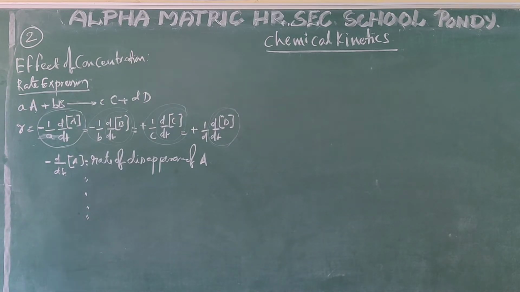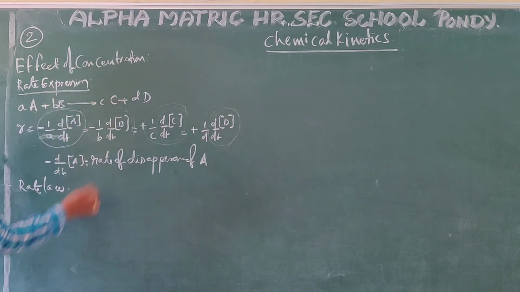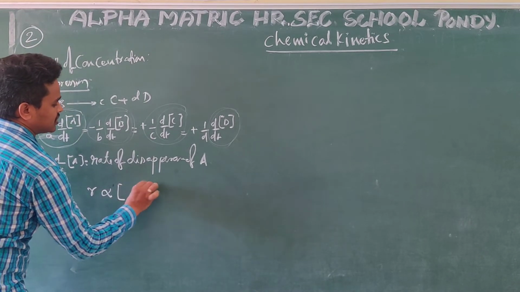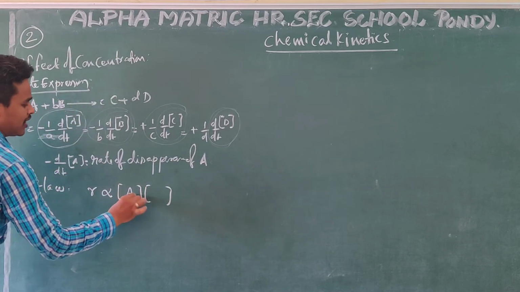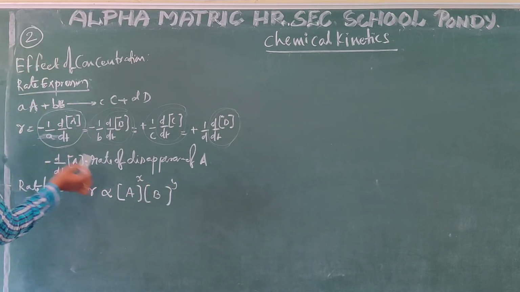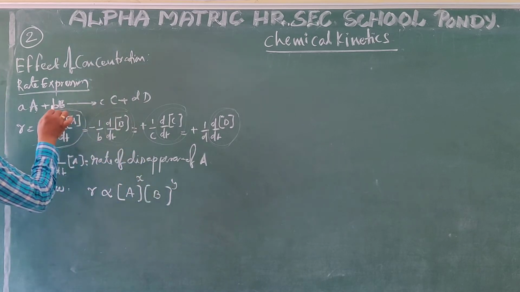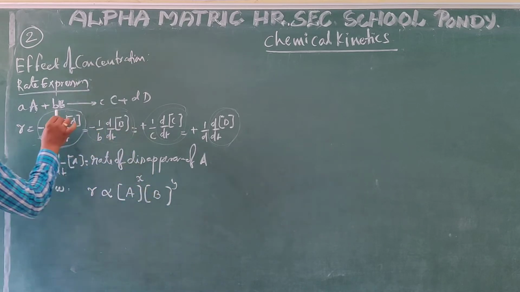And after that, the rate law. What is this rate law? The rate law says that for any reaction, the rate of the reaction is directly proportional to the molar concentration of the reactants. What are the reactants? A is a reactant and B is a reactant. The molar concentrations of the reactants are raised to some powers x and y. This x may be equal to a, this y may be equal to b, but there is no rule that x must be equal to a and y must be equal to b.